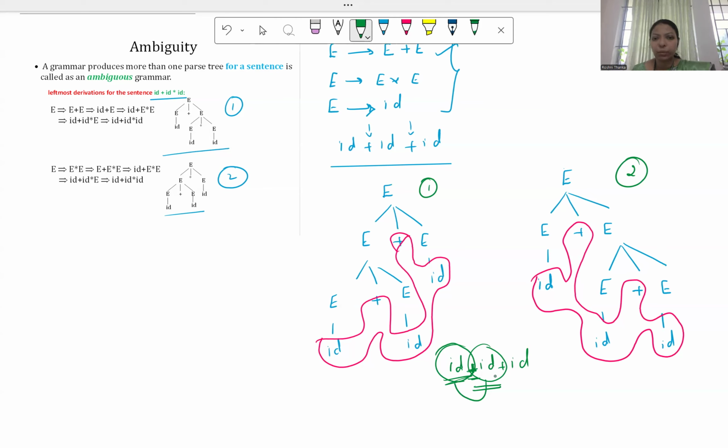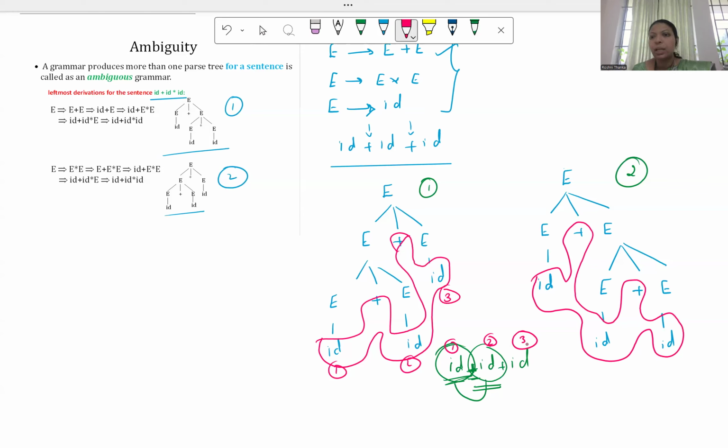Which one is correct? So if you say here, this ID is here only. Let me give some numbers for you to understand this. Let me number these IDs. This is number 1 ID, number 2 ID, and number 3 ID. So now you see here, number 1 ID and number 2 ID are added. Then only it is added with the third ID here.